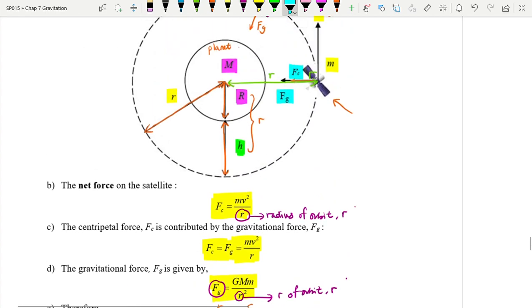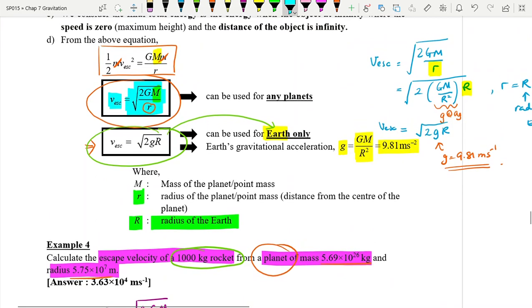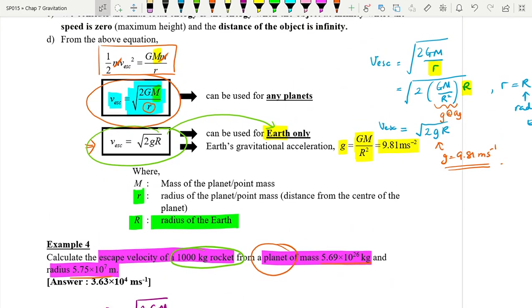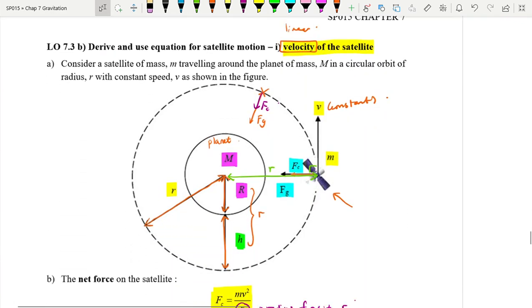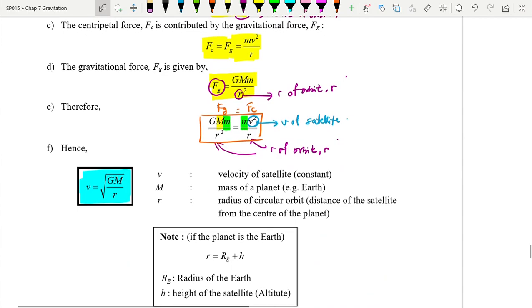Kalau escape velocity, bezanya dia ada 2 dekat depan, 2GM over r. Dan r itu adalah radius of planet ataupun radius of Earth. Tetapi dalam formula velocity of satellite, bezanya dia tak ada 2 dan r ini adalah radius of orbit. Kat mana satellite tu berpusing lah. Satellite tu orbiting the planet. So dia adalah radius of orbit.